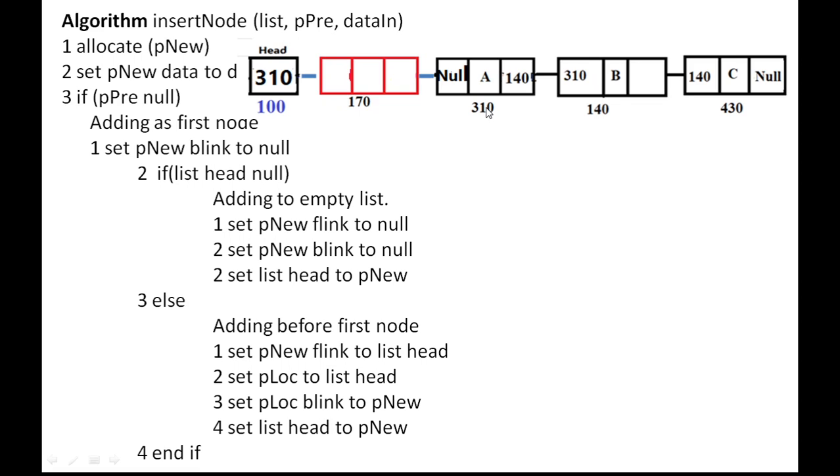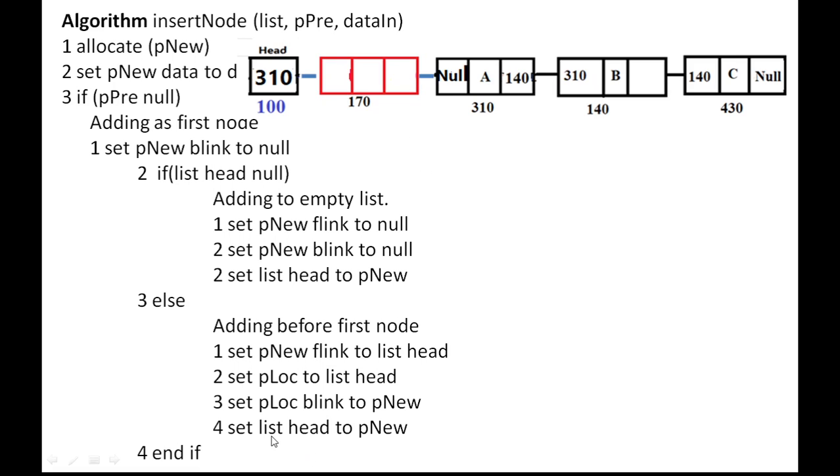The node 310 will be pointed by p location temporarily. P location to list head. So 310 is in the list head. So when I say p location to list head, which is nothing but p location pointing to 310, and now I am saying p location b link to pnew. So its backward pointer is assigned with 170. So it is now going to be pointing to 170 as its predecessor.